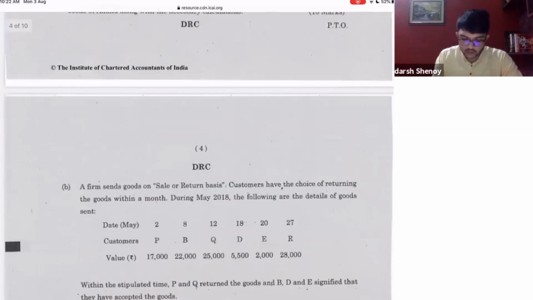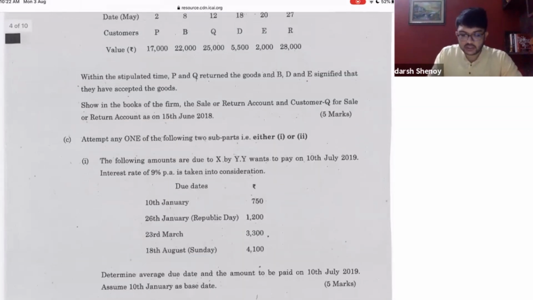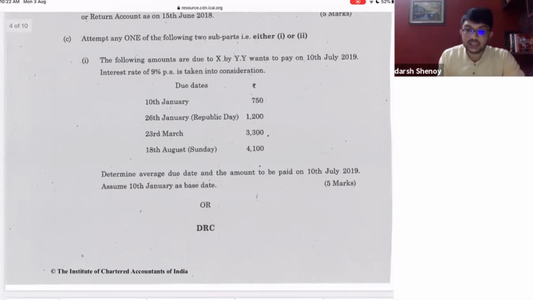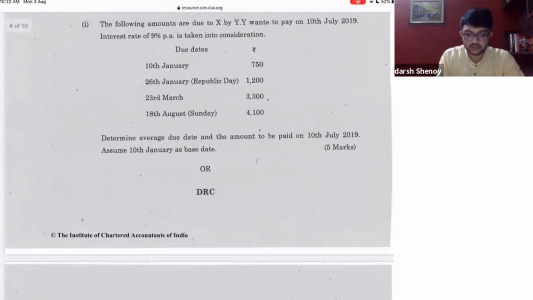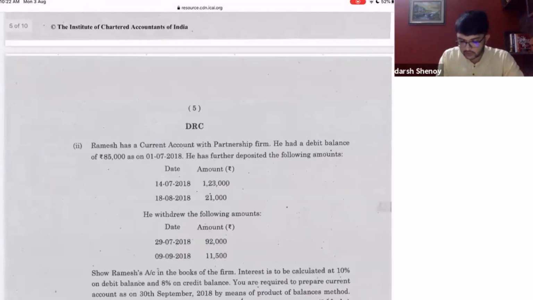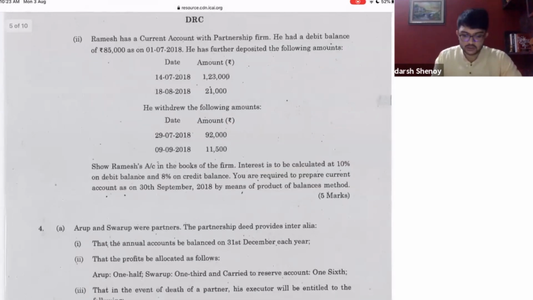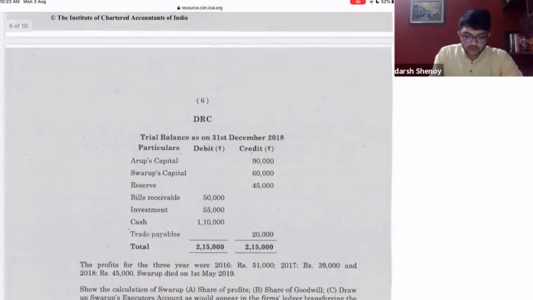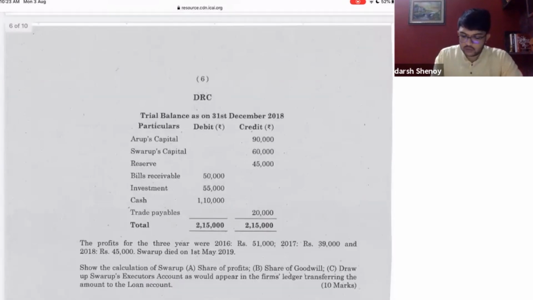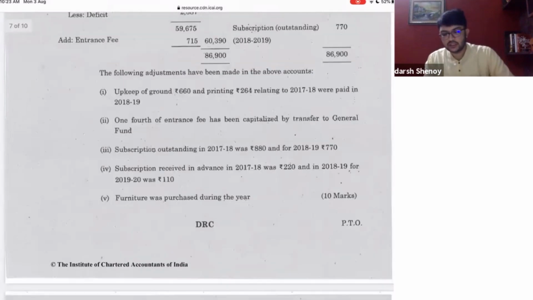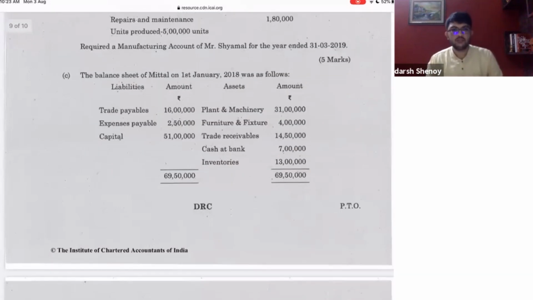3A was 10 marks, 3B was 5 marks, 3C was 5 marks. In C, they gave an option. You can attempt either the first one or the second one, 5 marks. So there can be an option inside one of those questions. Here also they gave an option like this. Then you have the fourth question, which was 10 marks. So like this, basically the questions are split into 10 marks each.